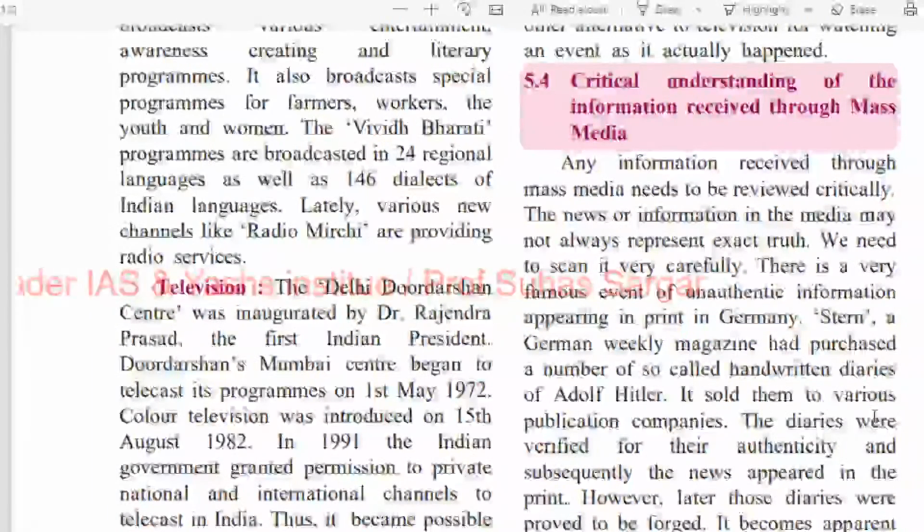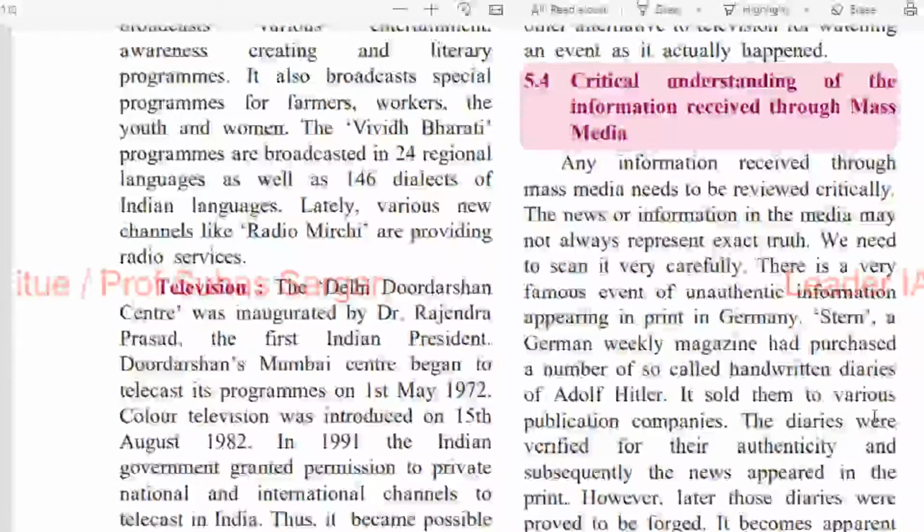5.4 Critically understanding the information received through mass media. Any information received through mass media needs to be reviewed critically. The news or information in the media may not always represent the exact truth. We need to scan it very carefully.